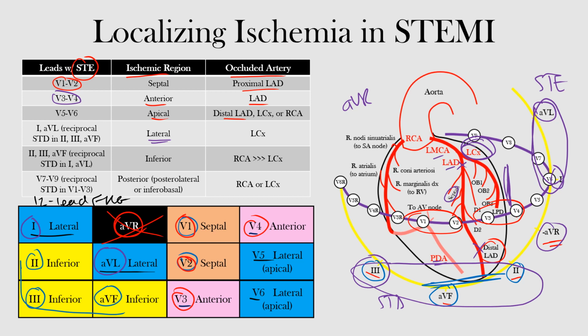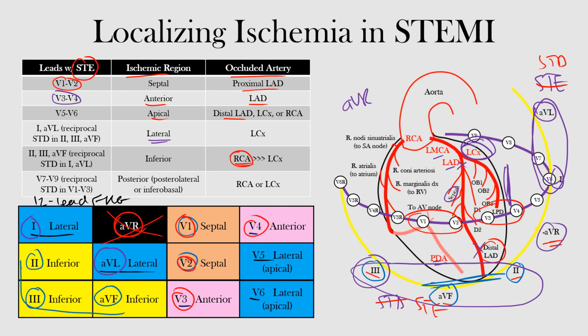Now in terms of an inferior MI, you're pretty much seeing the opposite changes. In the inferior leads, you'll see ST elevation, and then in leads 1 and AVL, now you'll see reciprocal ST depression. Oftentimes the artery that's involved is the right coronary artery much more than the left circumflex artery, because remember, right dominant is present in about 85 to 90% of people, and that's why we tend to see that.